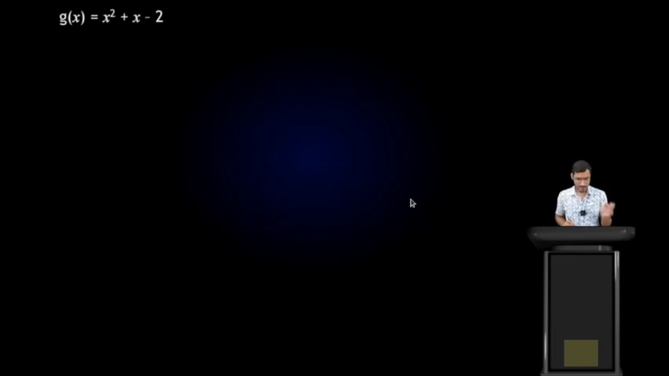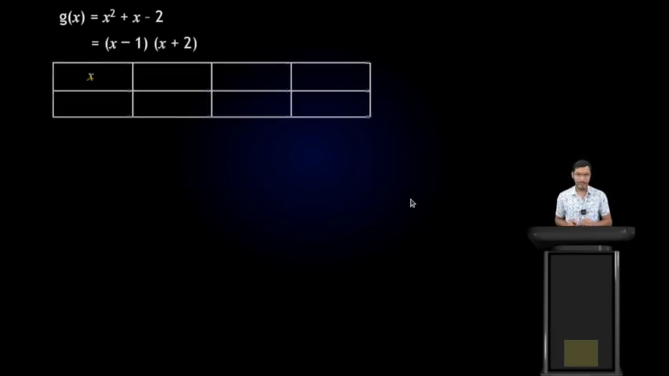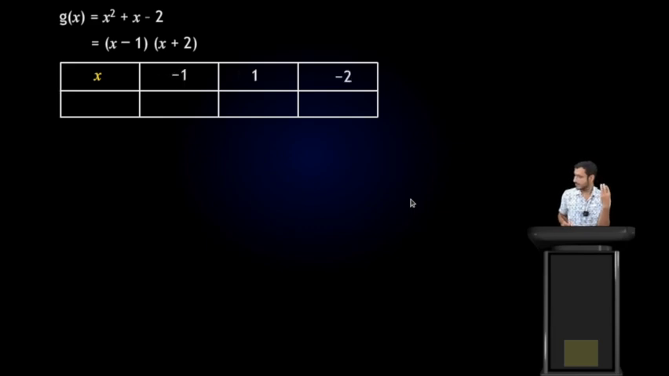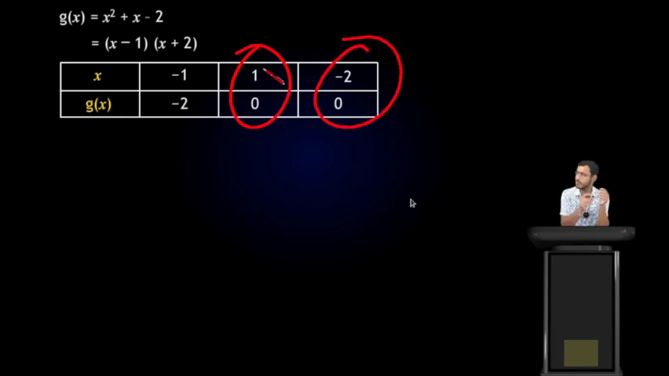So students, in this question you can see x square plus x minus 2. Here we have two zeros: minus 1, 1 and 2. When we substitute minus 1, the answer is minus 2. When we substitute 1, the value of g(x) is 0, you can see here. And when we substitute minus 2, the answer of g(x) is 0. Okay, so that means the factorization of x square plus x minus 2 is (x minus 1)(x plus 2), and zeros of the polynomial are 1 and minus 2 here.